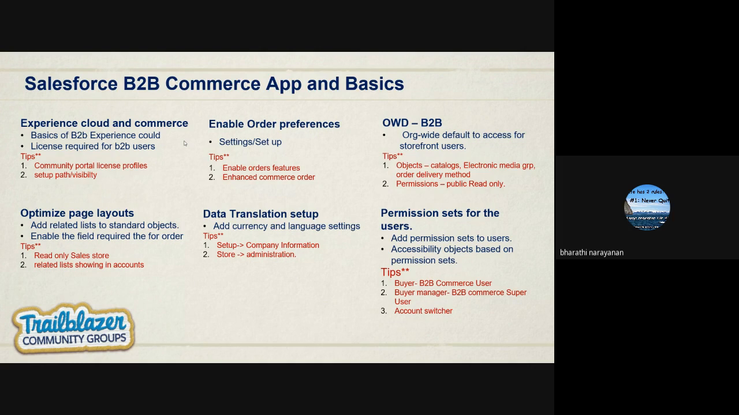And the next one is the OWD. This is nothing but the sharing model. In Salesforce, the sharing model is where we set object-level permissions for internal users and external users, right? In B2B as well, we are setting some particular objects, like here I mentioned catalog, electronic media group, and order delivery methods. These objects are set to public read only for external users. So you have to keep in mind which objects will be public read only, which will be read/write access, and which will be private access.